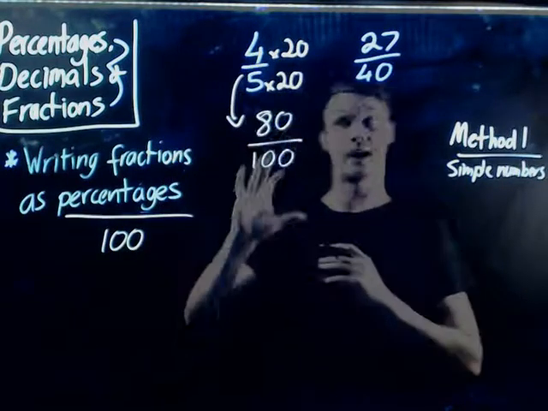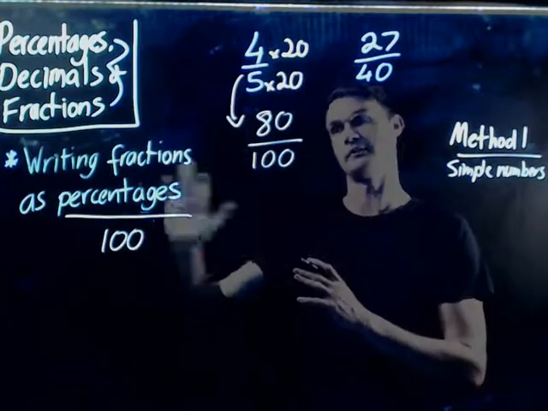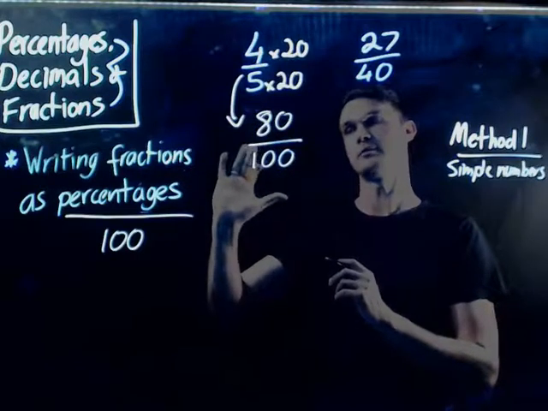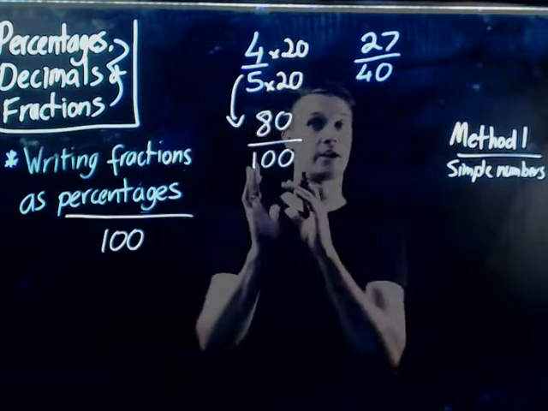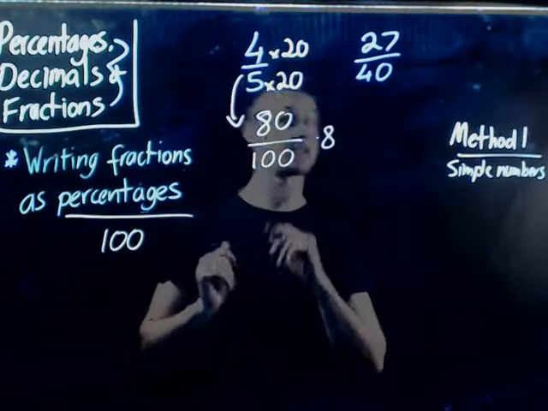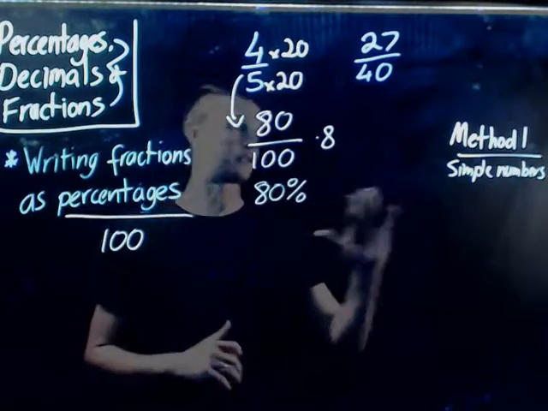Okay, so now I have a pretty simple fraction that I can turn into a decimal. So if you watched the previous video, you should be able to easily convert this into a decimal. And so if I've got 80 over 100, I know that that would be 0.8, or as a percentage, I know that will be 80%. Okay, so that's method 1.